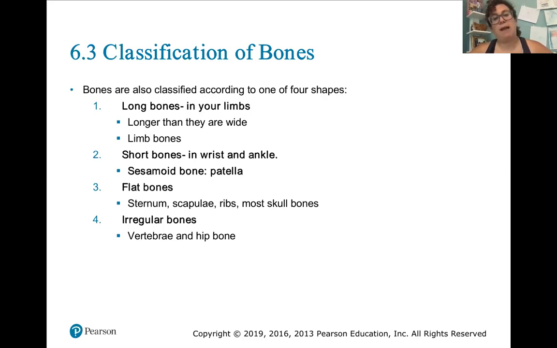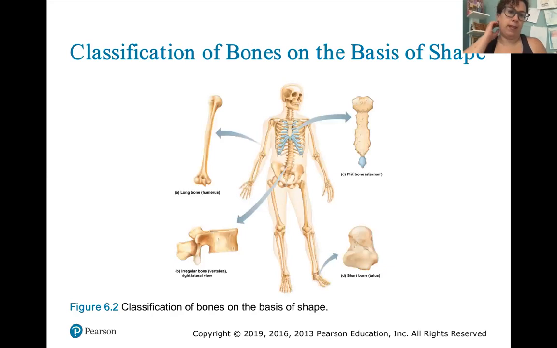Okay, we have flat bones, such as the sternum, scapula, which is your shoulder, ribs, and the skull bones. And then we have something called irregular bones. They just don't fit into any other category because they have a different shape. And that's the vertebrae and hip bone. So here's a nice little figure representation of all the different bones that you can use as a study chart.